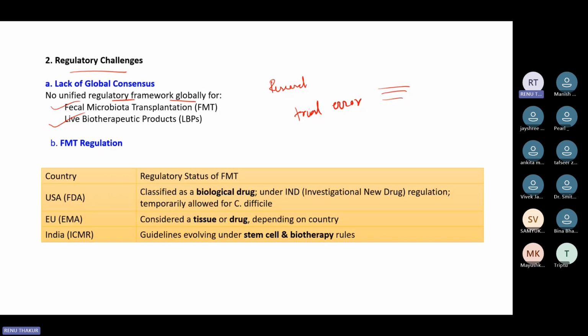In microbiome-based therapy also, we do not have any standardized protocol that you have to follow, stick to this one, and you will get the result. No. This creates a bit of a mess, that we don't have a unified regulatory framework that we have to follow, this much and this much, and that way we have to go. So for FMT and LBP, we do not have any unified regulatory framework.